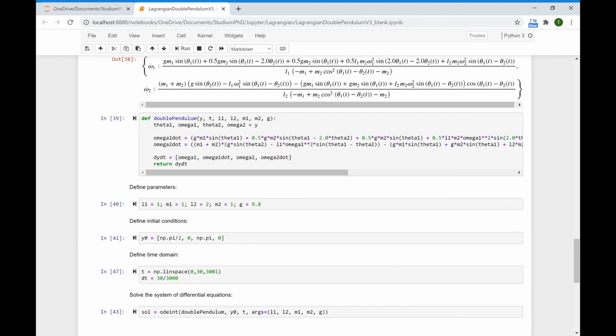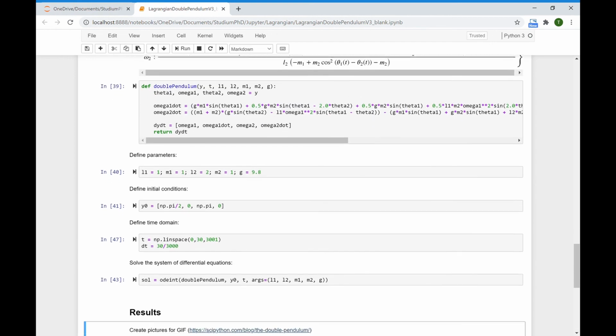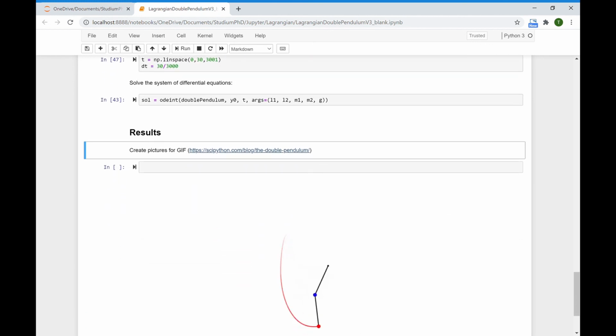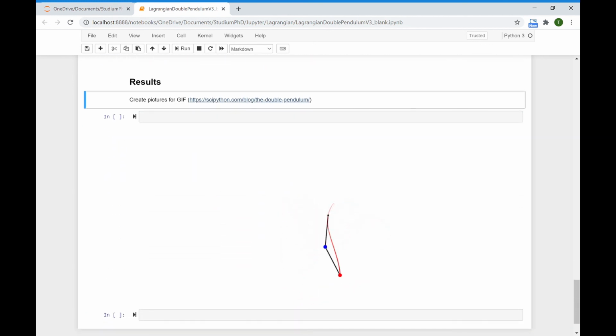After the calculation is finished, we can plot the results. And here we see the animation, where the blue point is mass number 1, the red point is mass number 2. We see such a sophisticated movement.